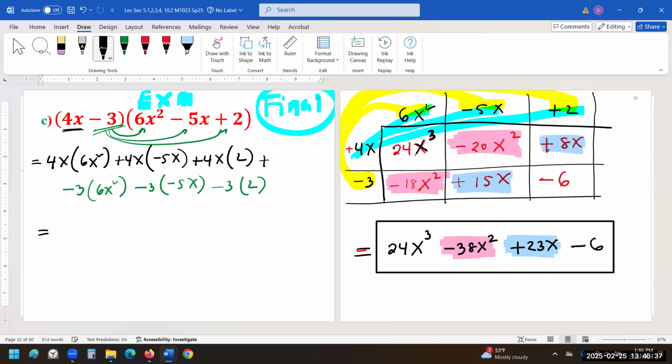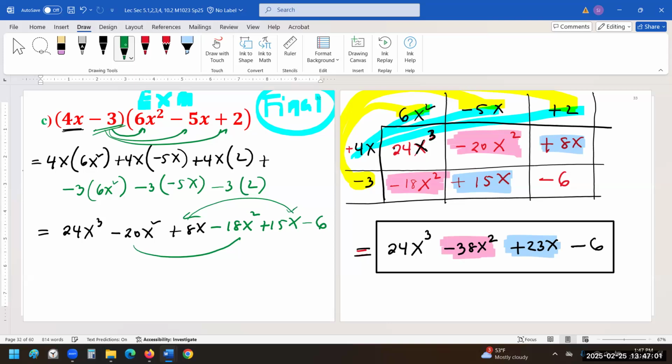And then you do the multiplication. 24x cubed, 20x squared, 8x. And then the green one, negative 18x squared, positive 15x, and then minus 6. The x squared and x terms are the only like terms. So when you combine, you get the exact same result. 24x cubed, negative 38x squared, plus 23x, and a single negative 6.